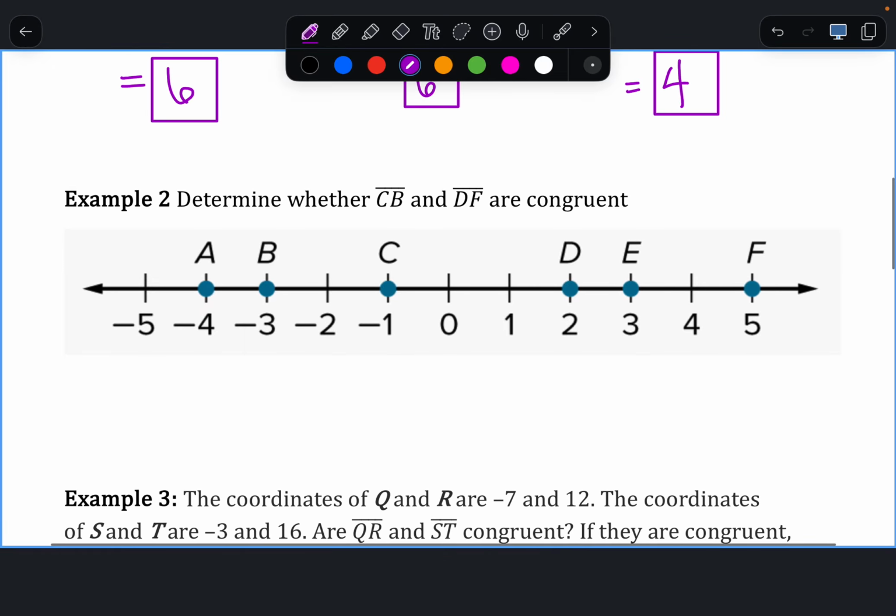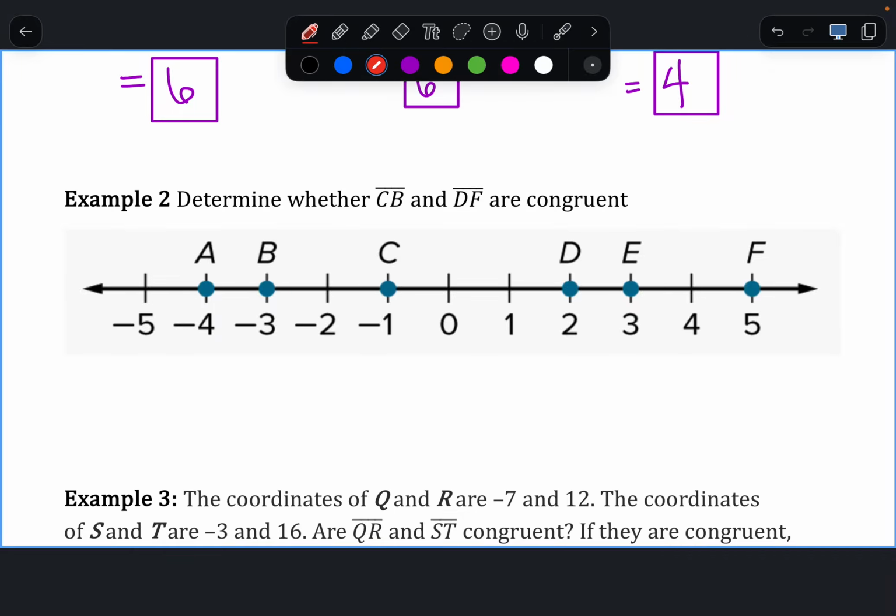Have a conversation at your table and determine if CB and DF are congruent. C to B, D to F. I counted 2 in between, there's only 1 in between, so it's a bigger one. Technically, I counted one. Okay.